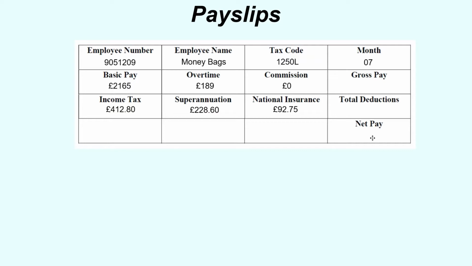So let's go through this calculation. We're going to start with the gross pay. The gross pay, like I said, is the basic pay, the overtime, and the commission added together. The commission's 0 here, so we're just adding the basic pay plus the overtime. So 2865 add 189 gives us 3054. That's not right. Let's try that again. 2165 add 189. That gives us 2354.